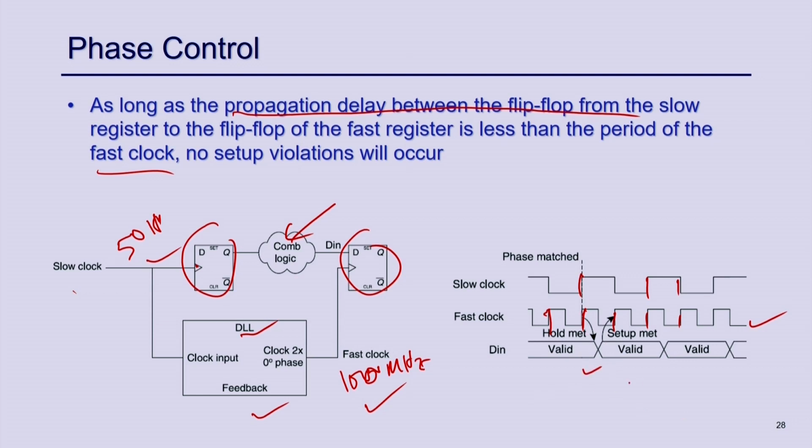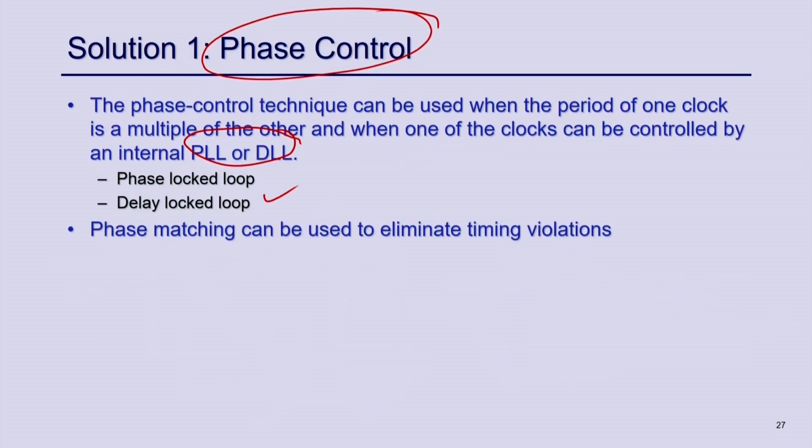The data being generated depends on this particular clock, and since they are always aligned, whatever data change happens will occur at some point from here, and that will not violate the setup time or hold time. So, this phase control, which uses a PLL or DLL, is applicable when the clocks are multiples of each other.